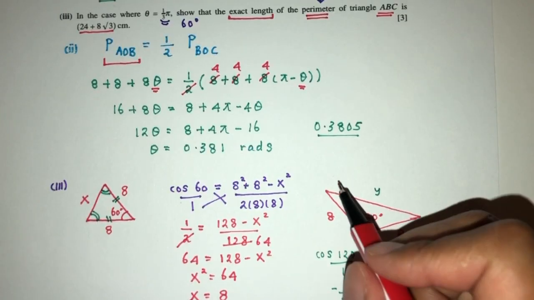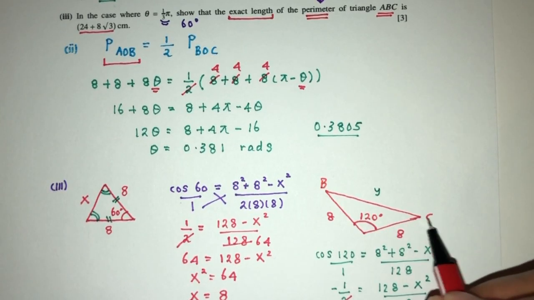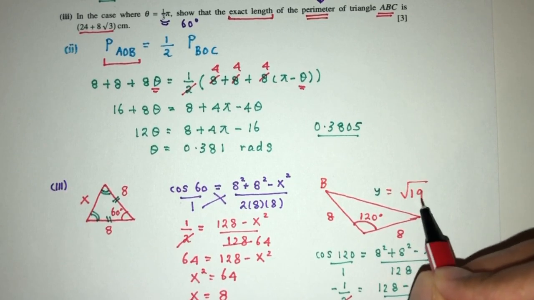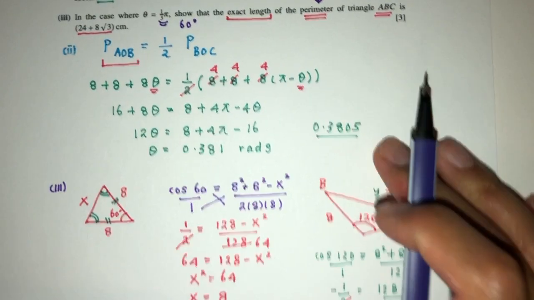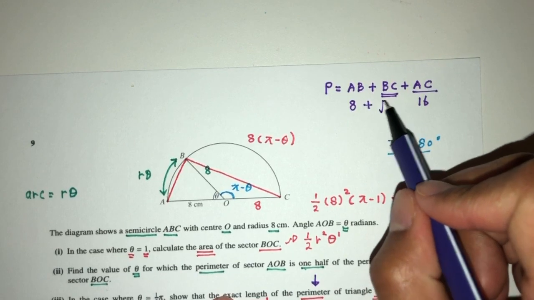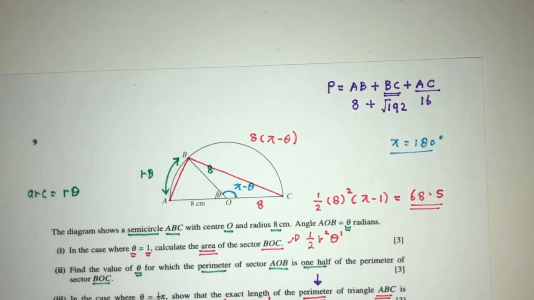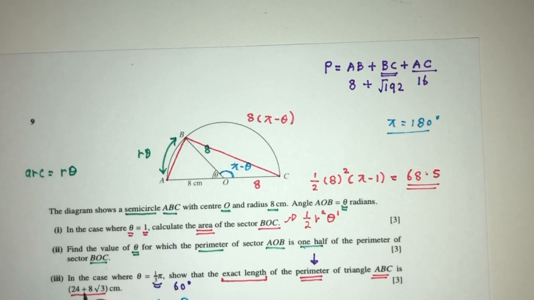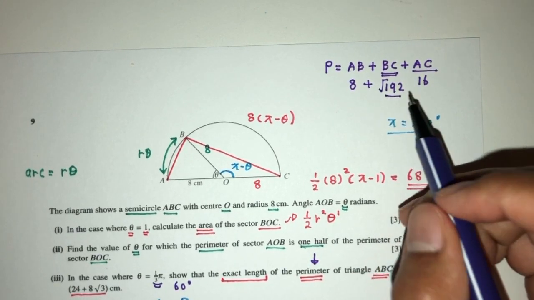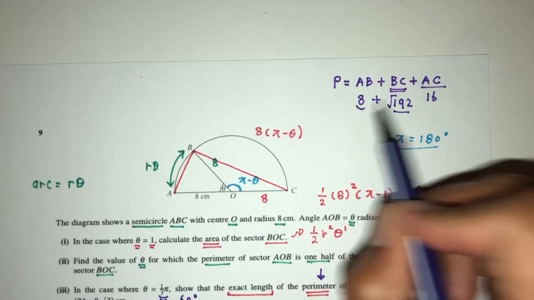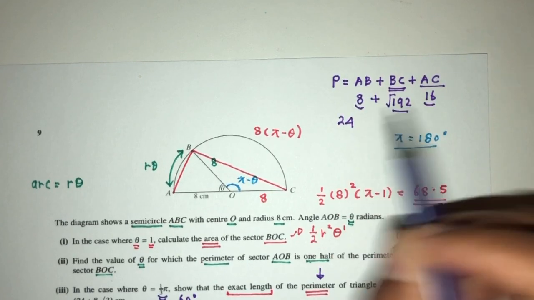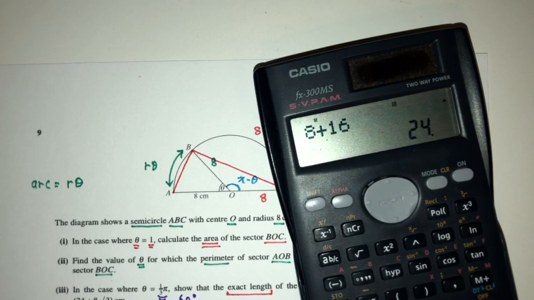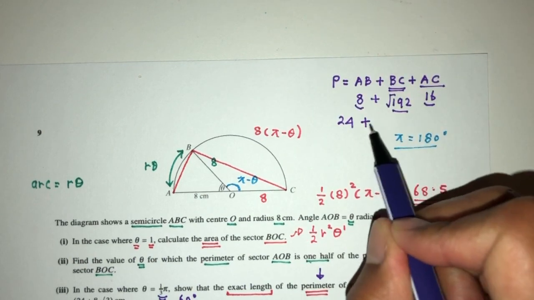So basically here we know that the length of BC was found to be root of 192. Replace right here, root of 192. So we have to simplify all this to show it becomes this. Let's see if that's possible. So now what is 192? We can simplify. First, let's add this: 8 plus 16 is what? It is 24, right? Now plus root of 192.